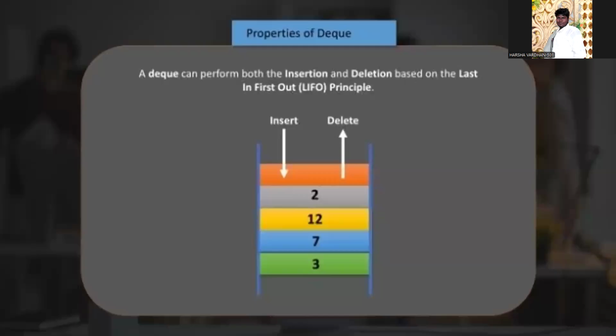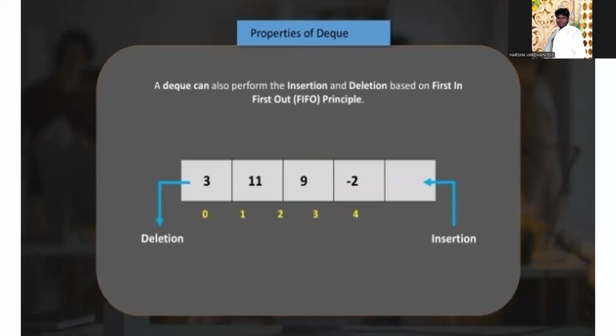When it comes to properties, a deque can perform insertion and deletion based on the principle of last in, first out, which means the last element will go out first. The deque can also perform insertion and deletion based on first in, first out, which means the element which enters the deque first will go out first. These are the properties of deques.